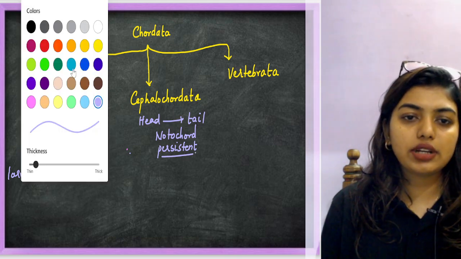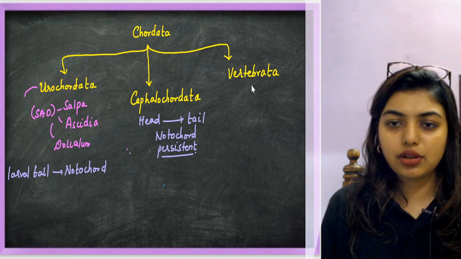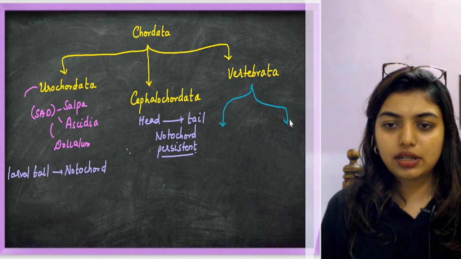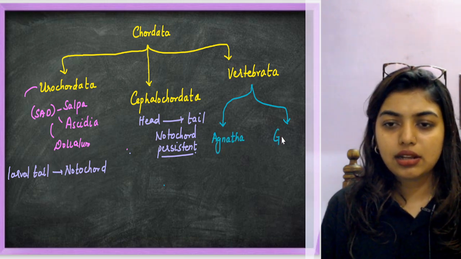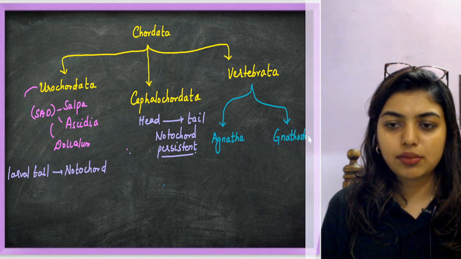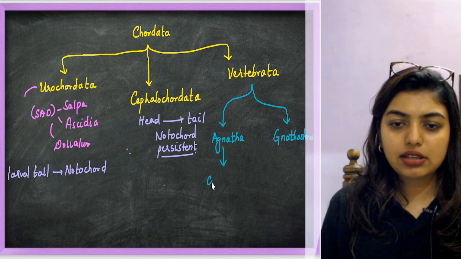Now, Cephalochordata's example, you can remember Branchiostoma. I'm not writing it here. Now, Vertebrata is divided into two categories. Okay, Vertebrata is divided into Agnatha, that is without jaws, and Gnathostomata. In Agnatha, we have only one class called Cyclostomata.